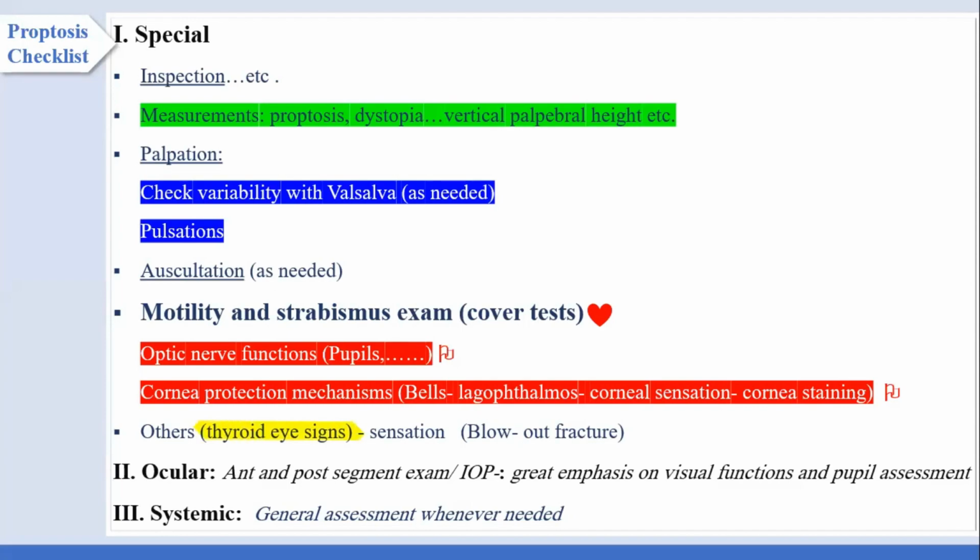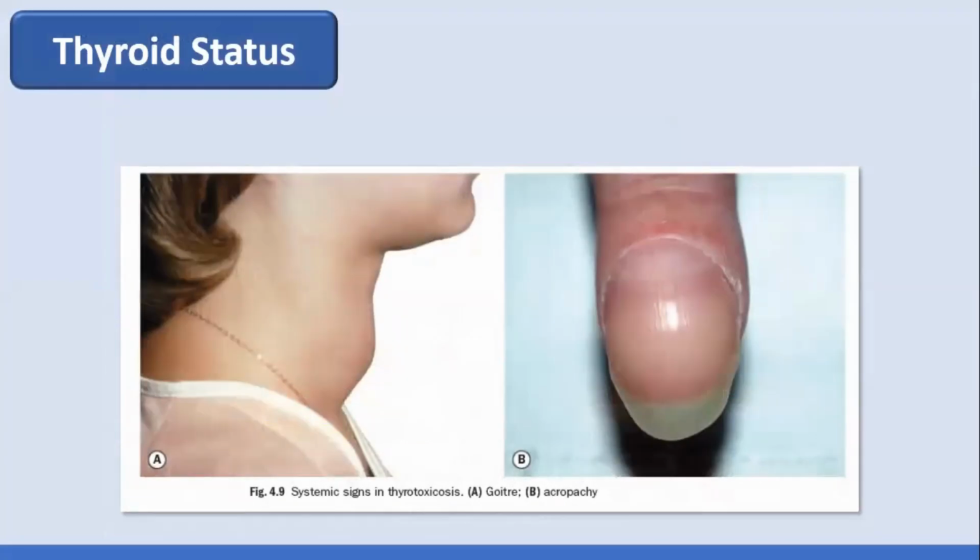So the next point is thyroid eye signs and thyroid examination. This is from Kanski, just a photo about goiters; you have to inspect and examine for goiters and some systemic manifestations of thyroid eye disease like acropachy. But again, if you want to examine the thyroid more specifically and accurately, you can check YouTube videos, because you will find a lot of videos about how to examine the thyroid. About the thyroid eye disease, we will mention some of them in the next class, because the next class will be about common scenarios, common cases in the exam, and definitely the most common case is thyroid eye disease.